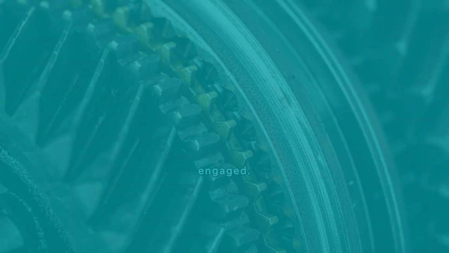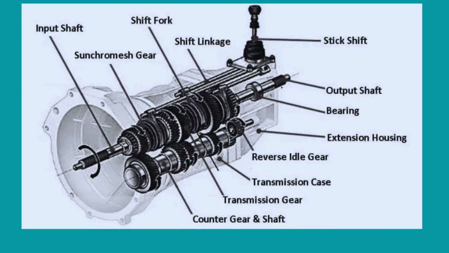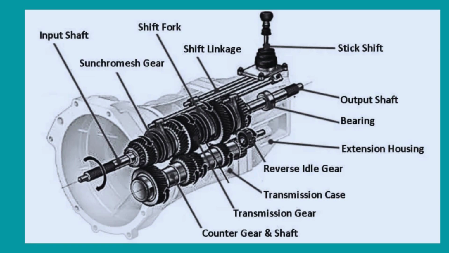The synchronizer is placed between pair of gears, for instance, between gear 1 and 2, gear 3 and 4, and the shift fork is connected to it. When a gear is engaged or disengaged, the shift fork moves the synchronizer back and forth.